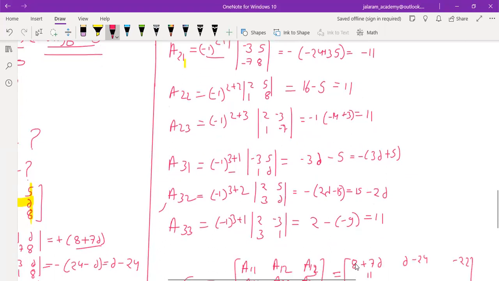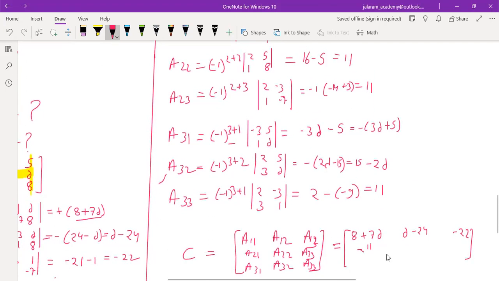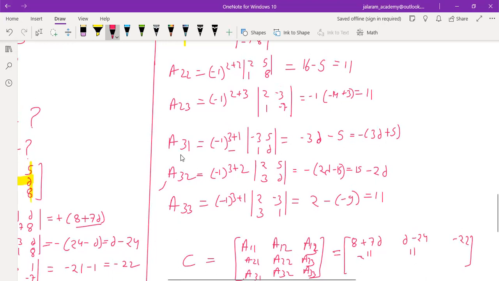A21 is minus 11. A22 is 11. A23 is 11. A31 is minus 3 delta minus 5. A32 is 15 minus 2 delta. A33 is 11.